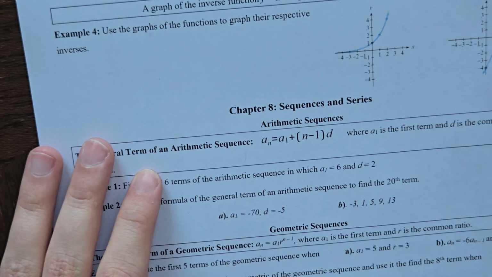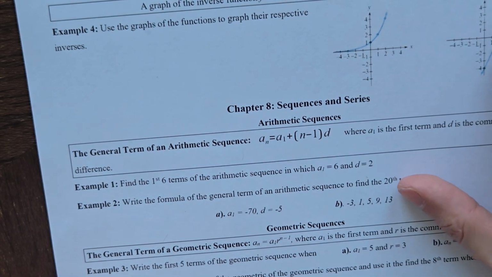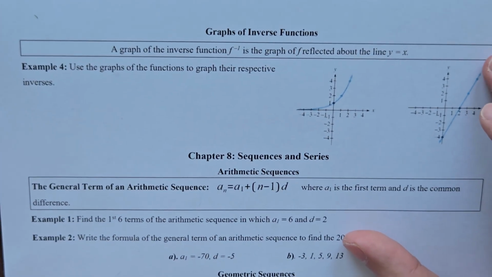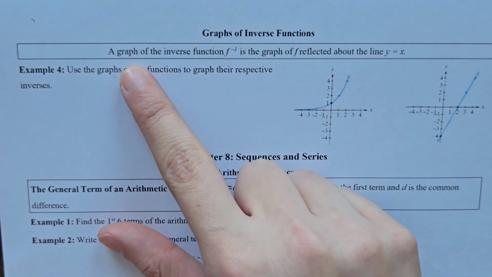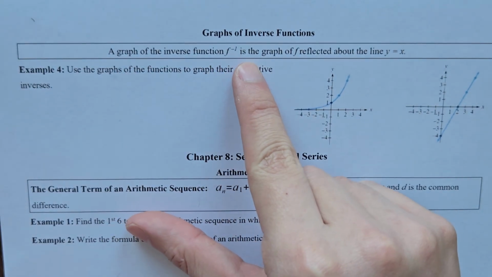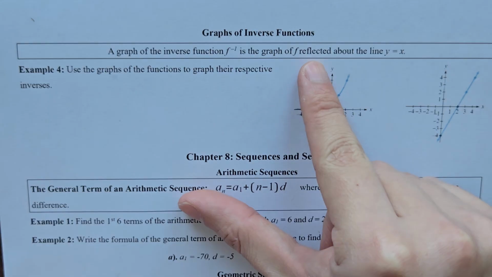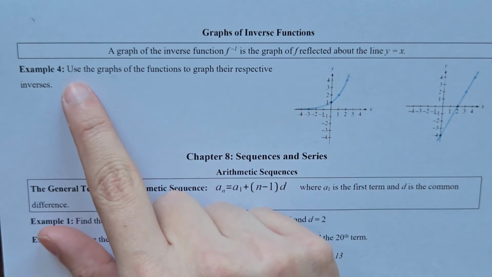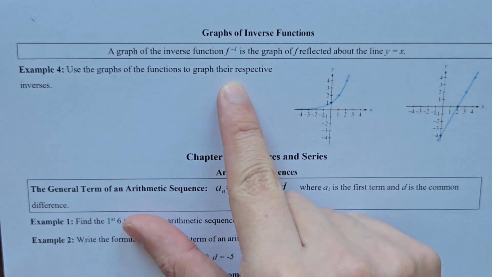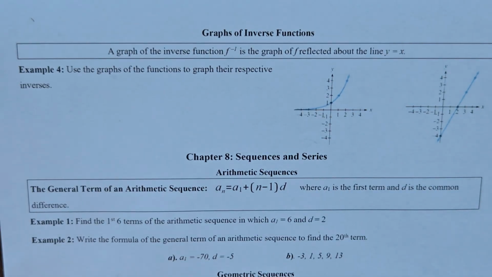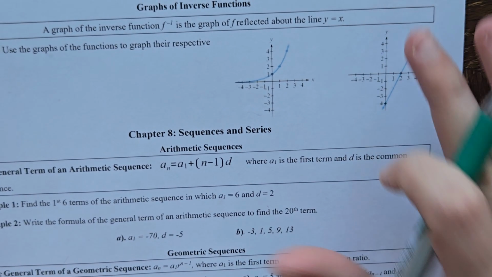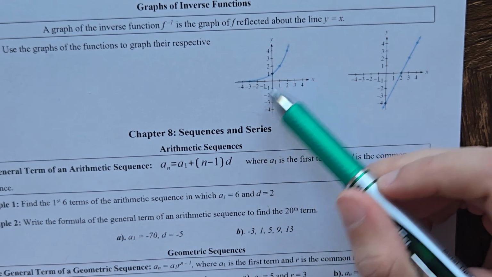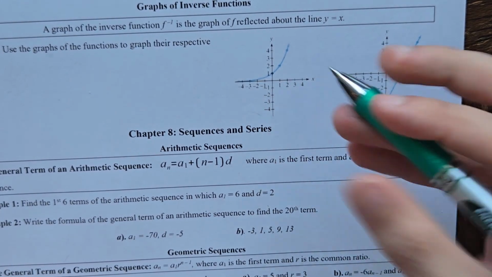The last part of the notes is really just an observation on what happens with the graphs of inverse functions. The graph of the inverse function f inverse of f is the graph of f reflected about the line y is equal to x. Use the graph of the function to graph their respective inverses. So what I'm going to demonstrate here is how we can easily get the graphs of these two functions just by mirroring them over the line y is equal to x.